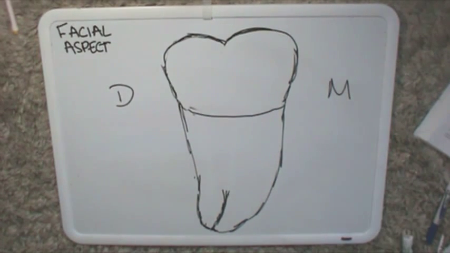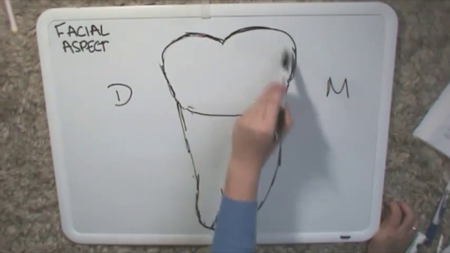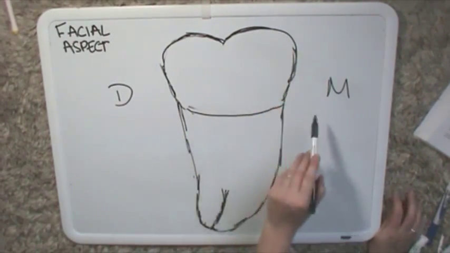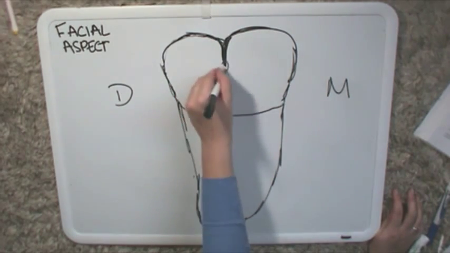The crown of the third molar is shorter than that of the second. There are two cusps visible from the facial aspect, the distal-buccal cusp and the mesio-buccal cusp, which is the larger of the two. They are separated by the buccal groove, which ends in the buccal pit.